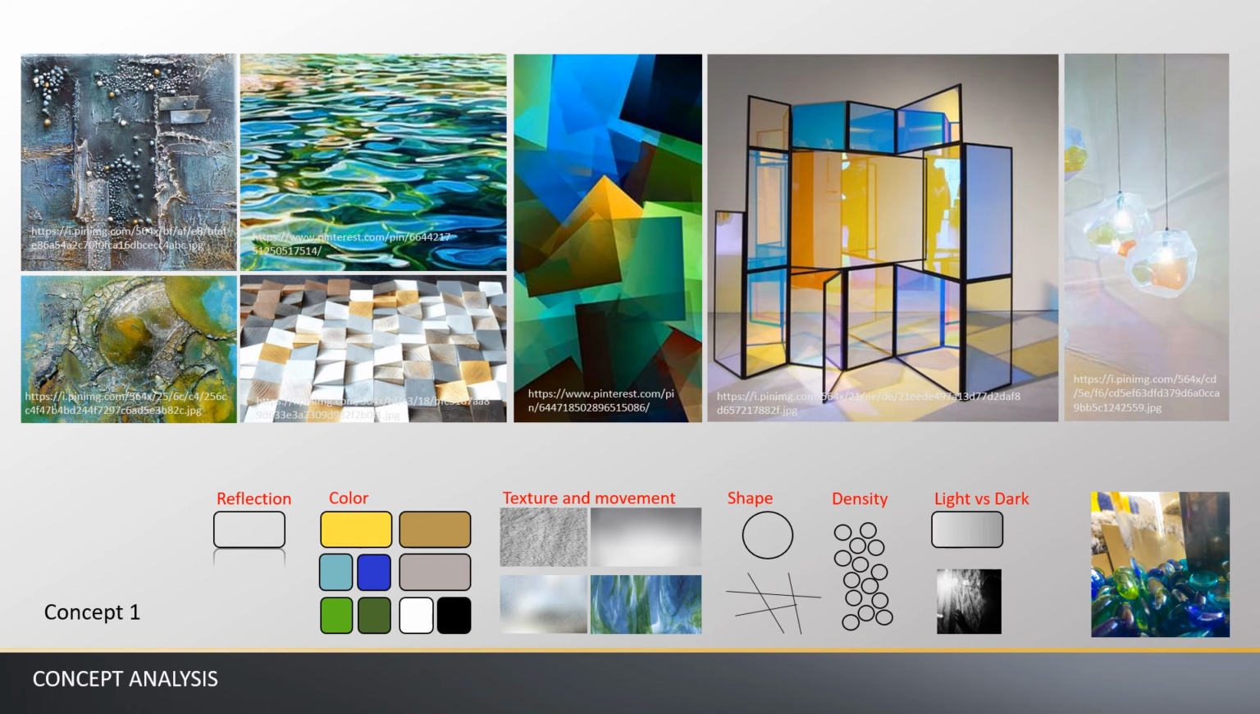When you finish with the analysis of the concept, which is the bottom part of this page, then you're going to start to create a collage of images that represent that concept. As for example, we have here the same colors, we have a reflection, we have some texture, we have shapes, we have density, light and dark. And these are the images that are going to help you to go to the next step.